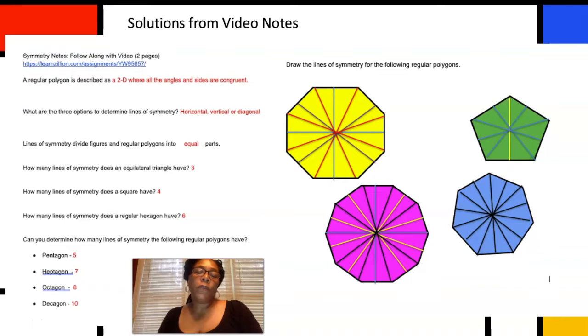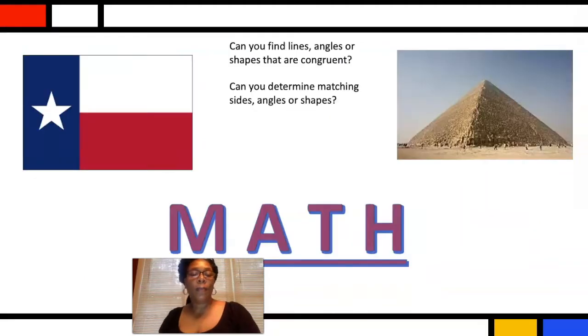Here are your solutions from the video notes from our previous session. Take a moment to review your answers, and if there are errors, see if you can determine where your errors were located. You may need to go back to your learning plan for day 2, week 10, to review the video again. Go ahead and pause your video.